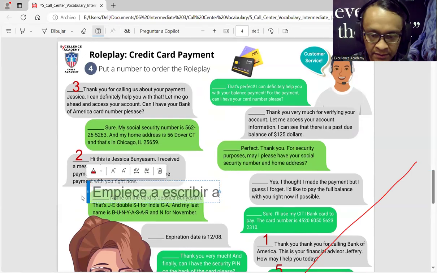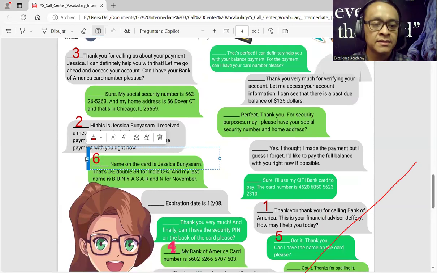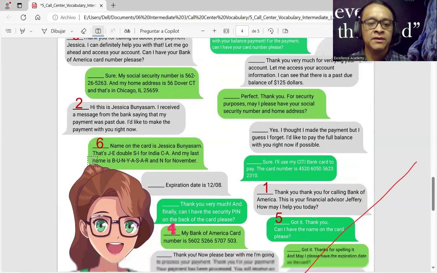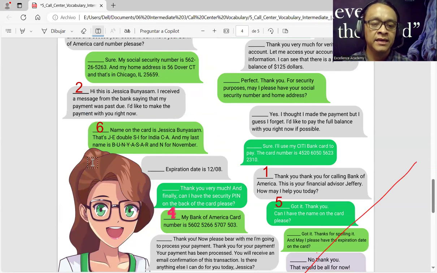That'll be step number 6, if I'm not mistaken. Yes, 6. The name on the card is Jessica Bunjasarn. That is J for India, C, A, and my last name is Bunyasarn, with N for November. So she provides that information for the agent. If somebody wrote a red line there, can you guys erase that red line? I would really appreciate that. It's getting in the way of the role play.